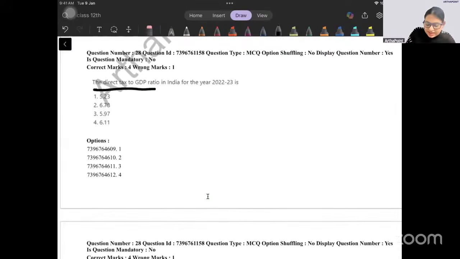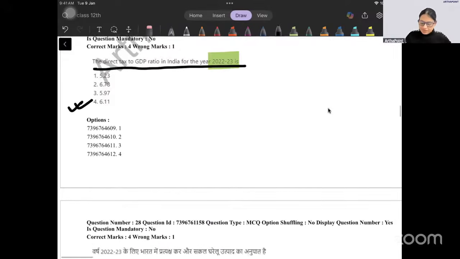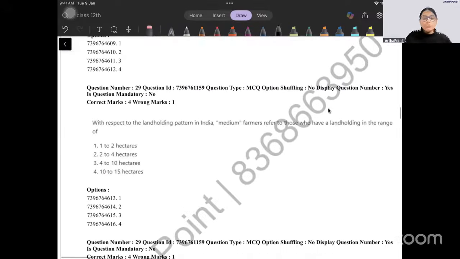The direct tax to GDP ratio in India for the year 2022-23 is? Anyone? So again, it's a factual recall question. Not much to kind of explain here. The answer to this question is actually 4. So it's 6.11. Nothing to explain. I have nothing here to tell you.